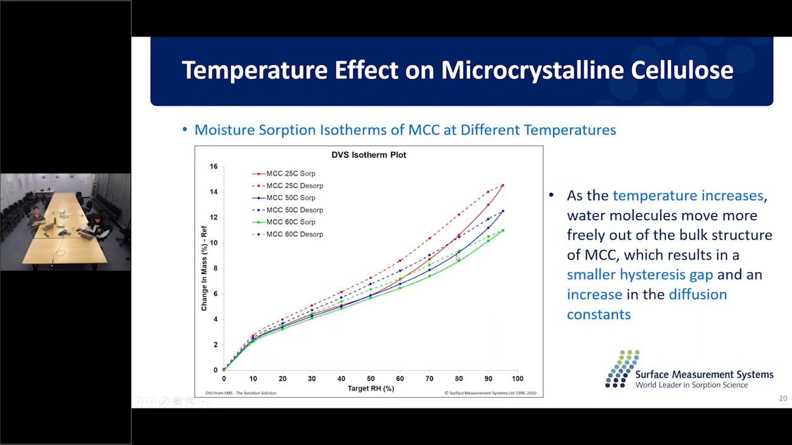And here we can see the effect of the temperature on the hysteresis loop as well. At higher temperature, we have the green line here for 60 degrees, and the red line here for 25 degrees. The high temperature sample has a reduced hysteresis, as the water molecules can move more freely, and the diffusion barrier for the desorption is less at higher temperature.